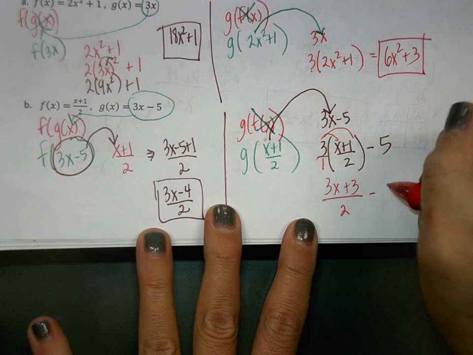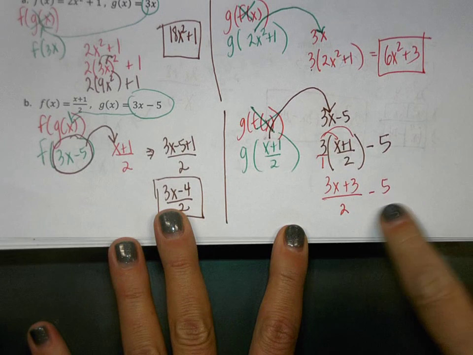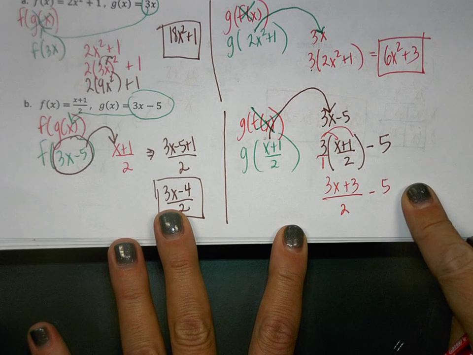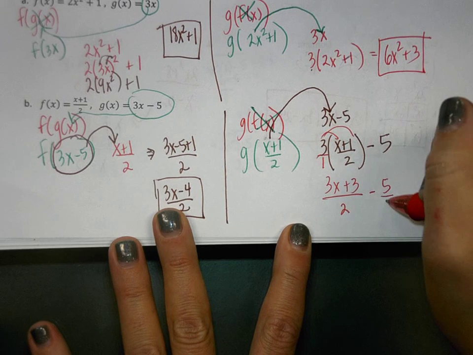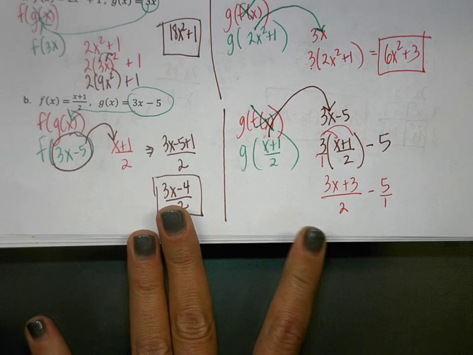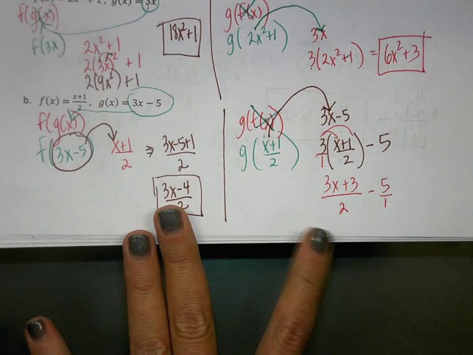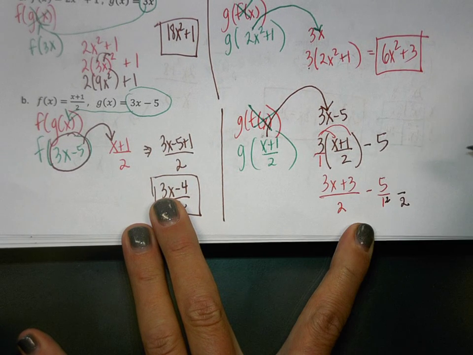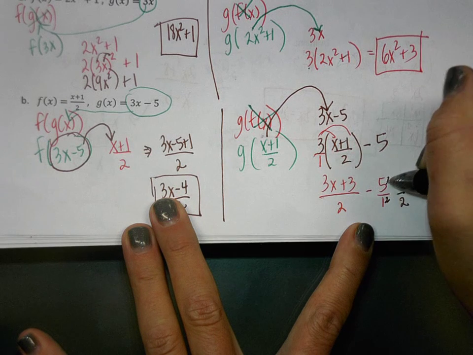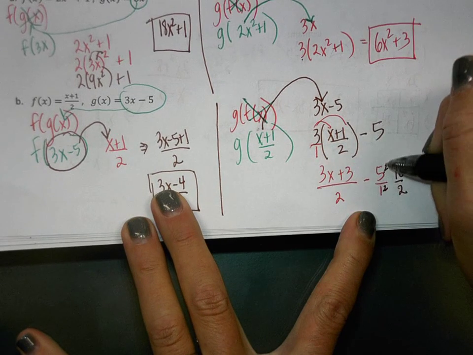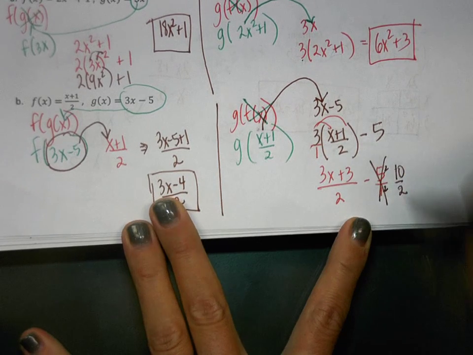Okay? But I can't combine minus 5 here because this one is a fraction and this one is not. So this is over 1, and we have to get a common denominator. What denominator would I end up using? 2. So I'm going to put this over 2. And so 1 times 2 is 2, so 5 times 2 is 10. I'm going to cross this out, and I just made it 10 over 2 instead of 5 over 1.